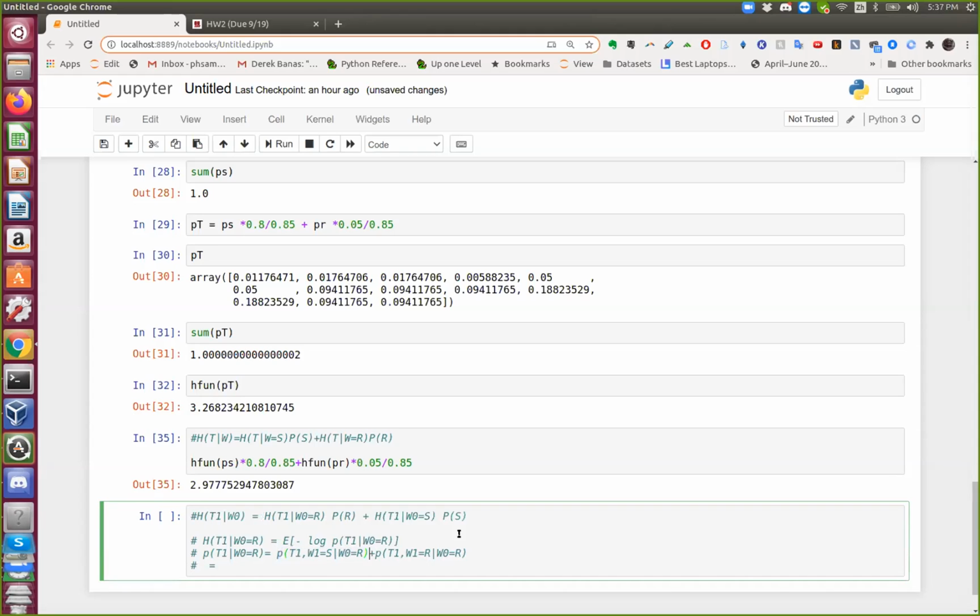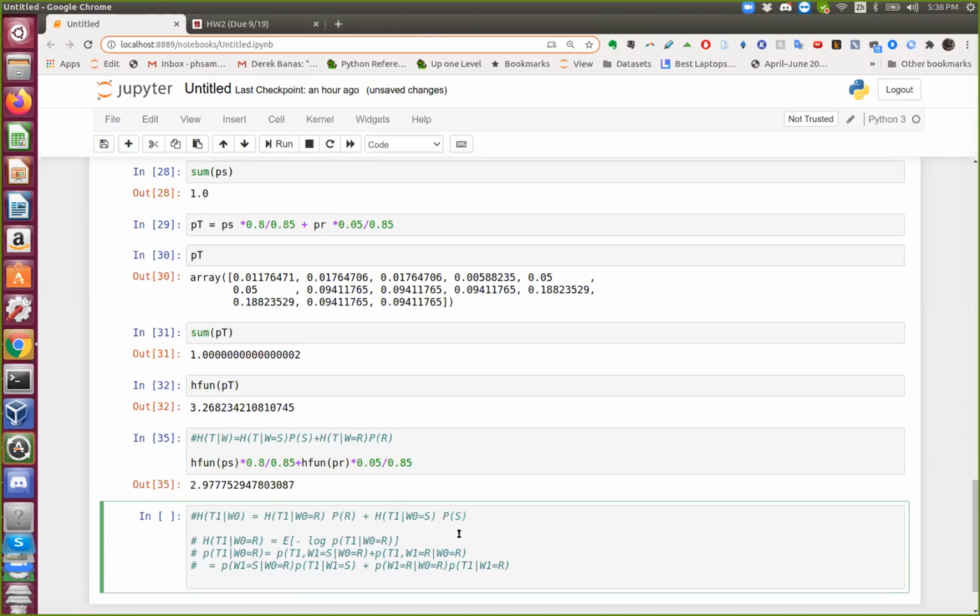So this one is equal to P(T1, W1 = Sunny | W0 = Rainy), which is P(W1 = Sunny | W0 = Rainy) times P(T1 | W1 = Sunny), right? And similarly, I have the same thing: P(W1 = Rainy | W0 = Rainy) times P(T1 | W1 = Rainy). Now then we figure out these numbers here.